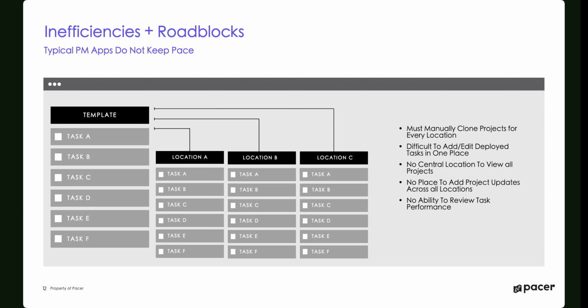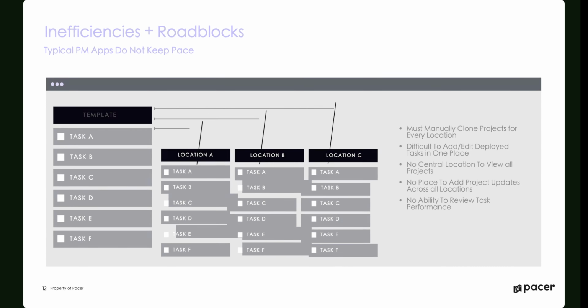If something changes in the middle of the project, you have to go back to every single location one at a time and update a task, and then change your template so that every location in the future receives this updated task. With Pacer, the concept works like this.